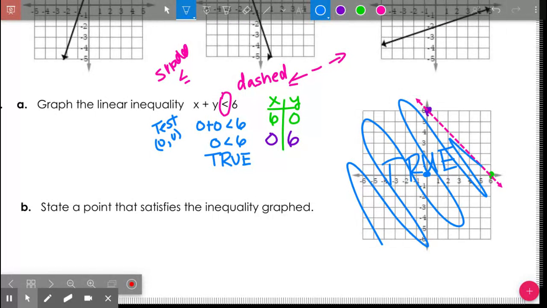Now I'm going to state a point that satisfies the inequality that I graphed. So I can pick any point from the shaded area. So I am going to pick 0, -2, because that's in the shaded area. But you can pick any point that we just shaded blue.